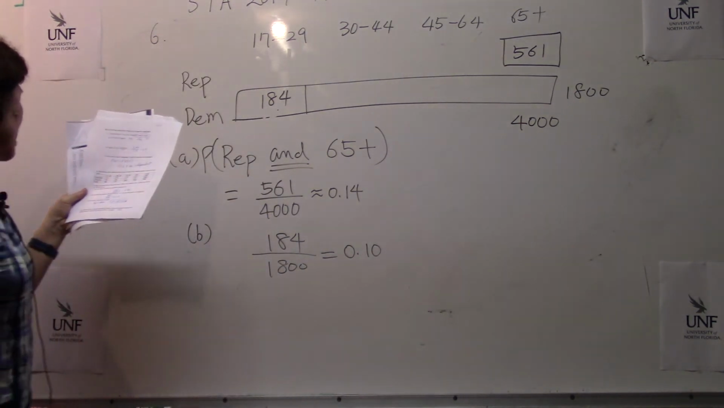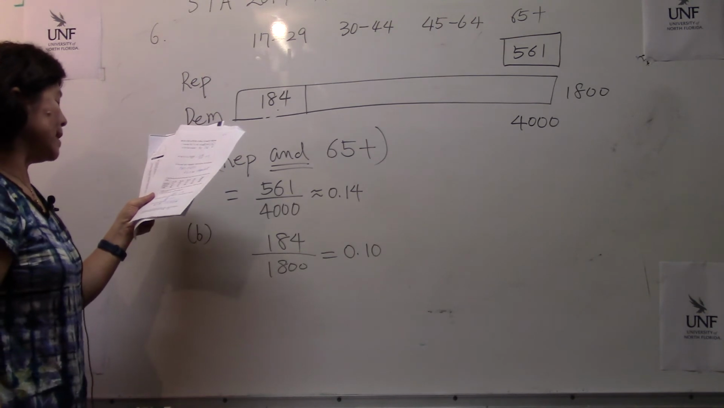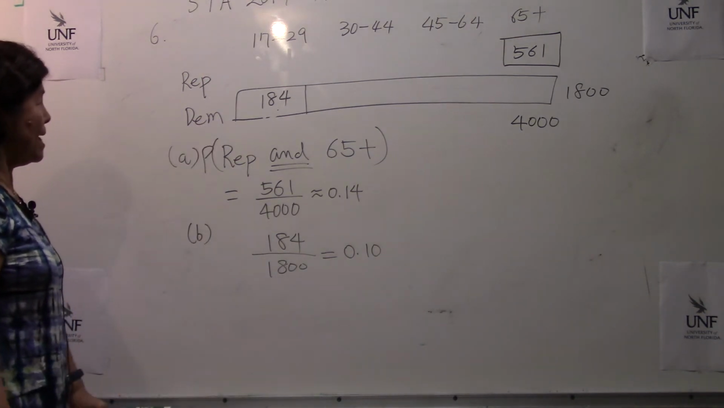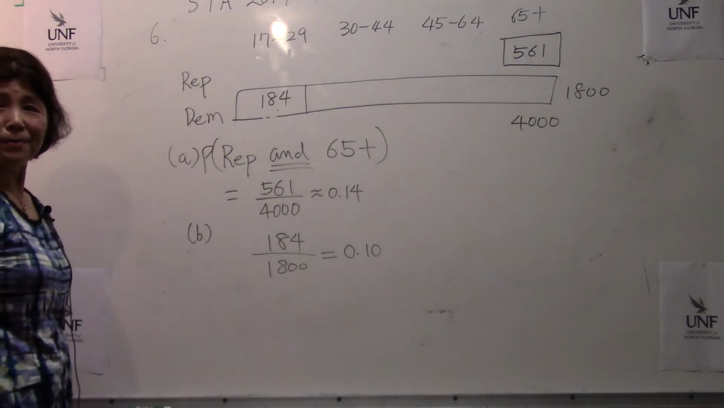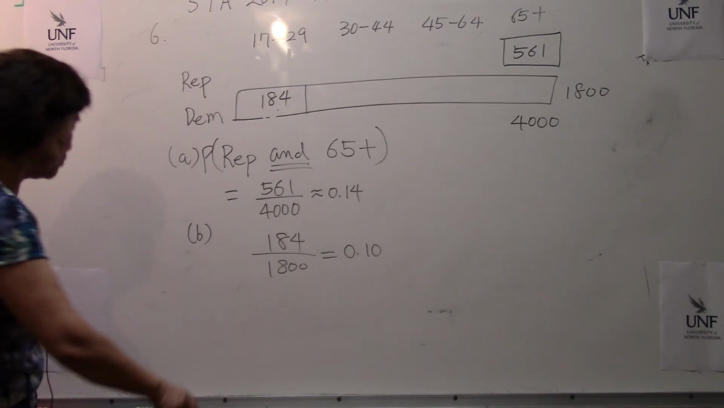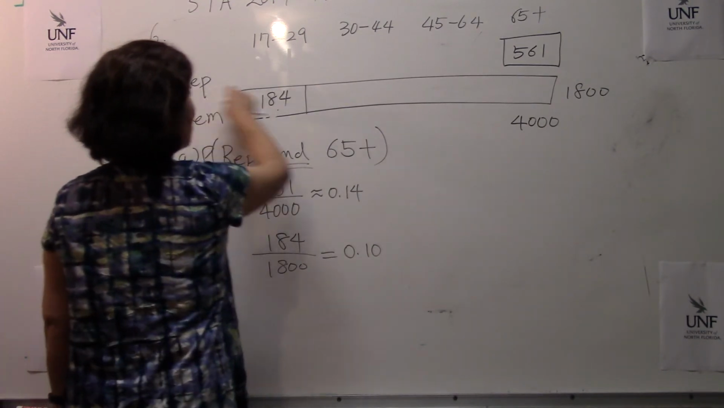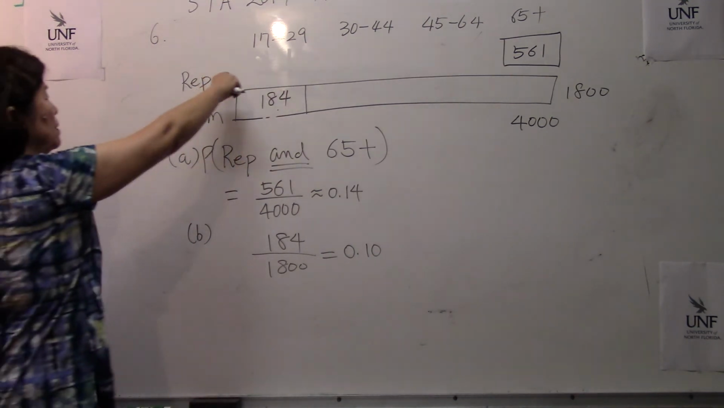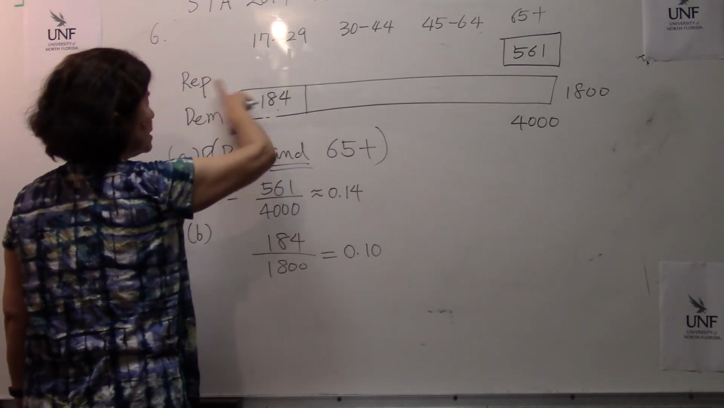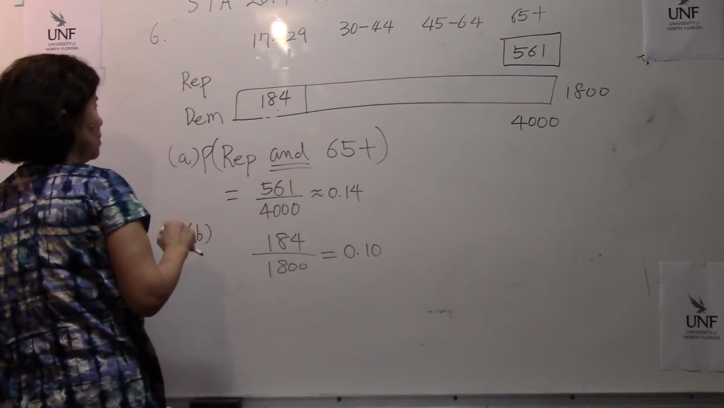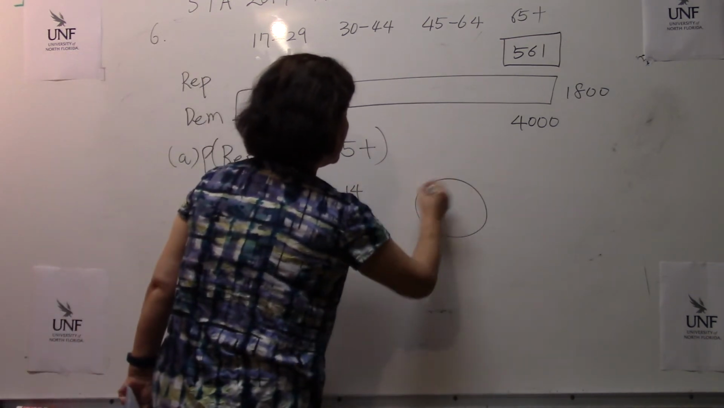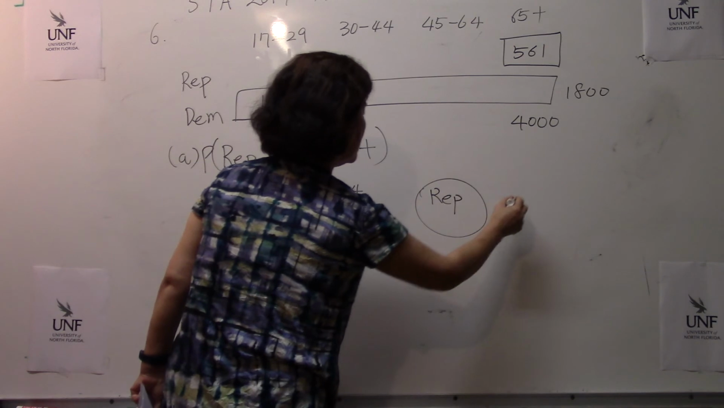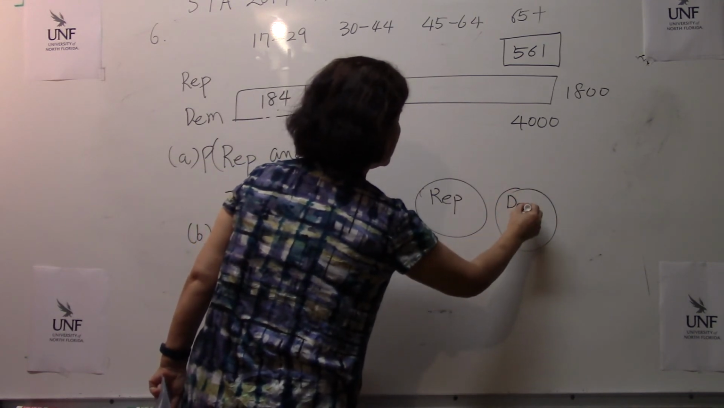The next one is: give any two events that are disjoint. Well, this is the easiest problem you can find, right? Disjoint groups. So I would say the Republicans and the Democrats. Yeah. So first row and the second row, these are disjoint. Yeah, so Republicans and the Democrats.